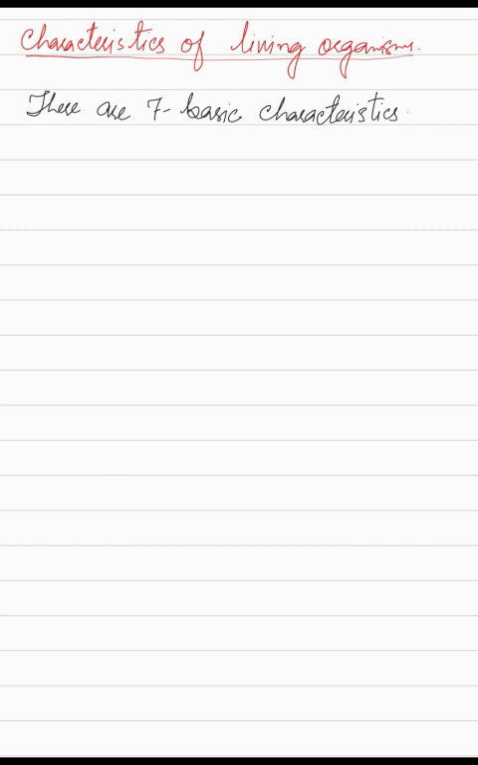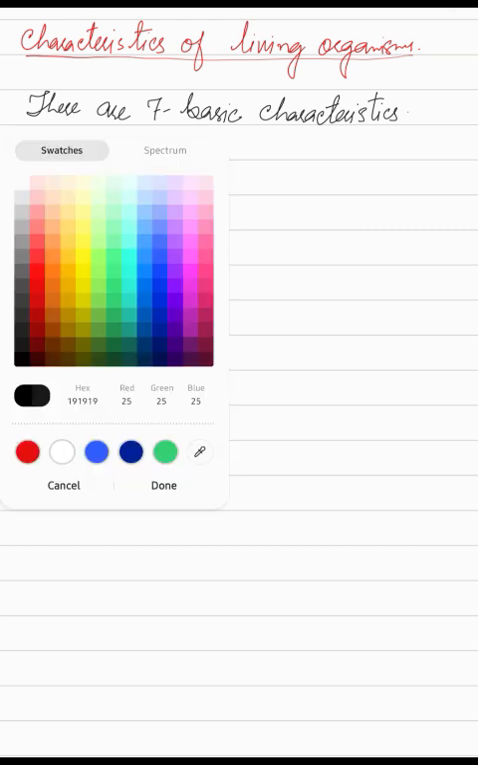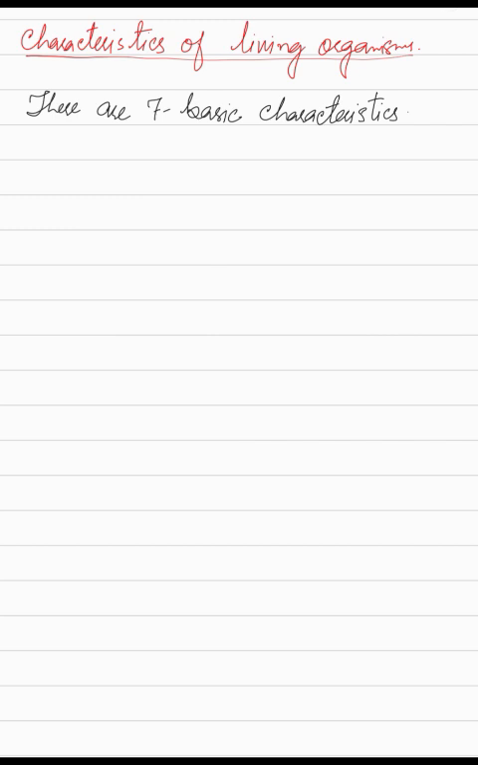So to remember those characteristics, we have here a simple formula, a trick. It is called Mrs Gren. MRS GREN. So M stands for the first characteristic feature, that is movement.